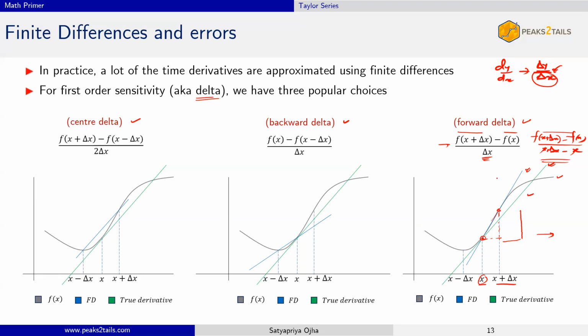Okay, now let's talk about backward delta. Again, remember, all the time I'm trying to approximate the derivative at this point x. Delta x is up to me. I will choose that shock amount. Smaller, the better, right?